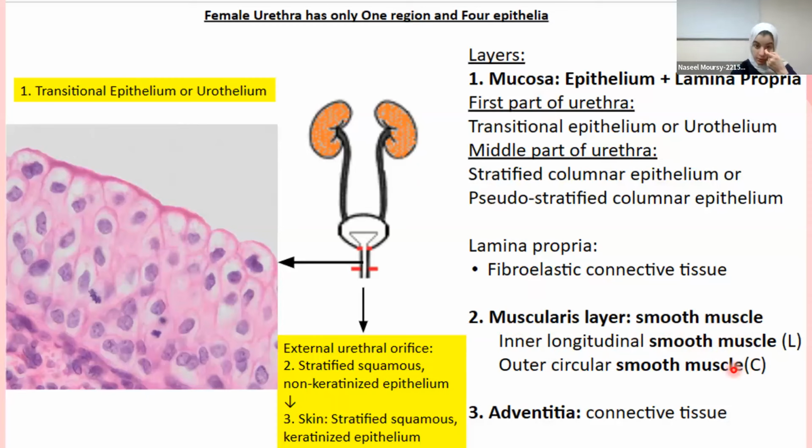But mainly what I want you guys to focus on is the type of epithelium in the urethra. All right, did you guys get this part?